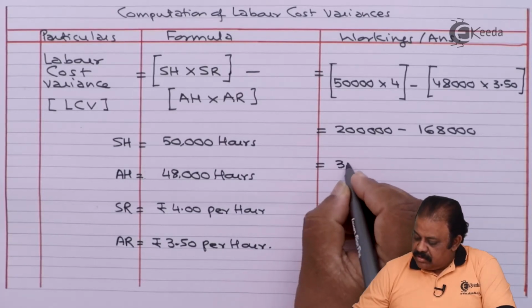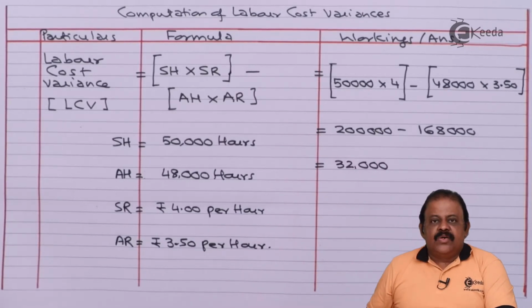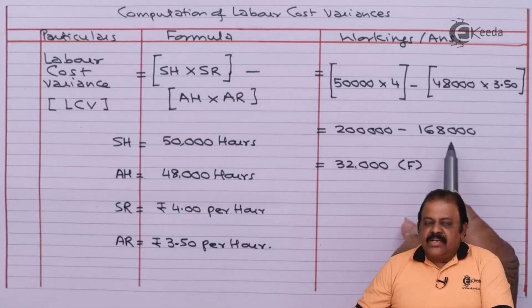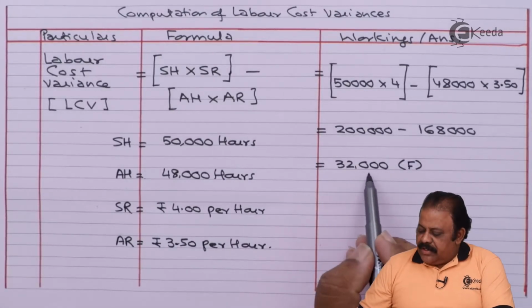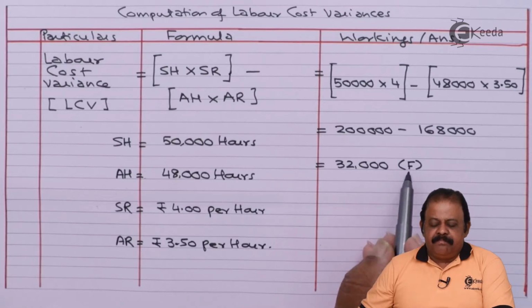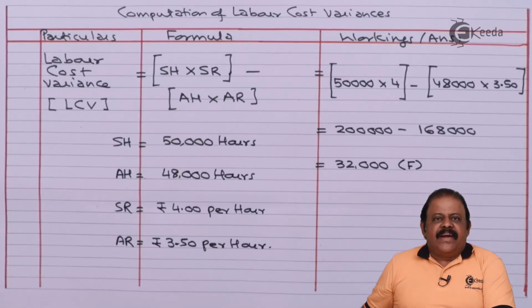2 lakh minus 1 lakh 68,000 is 32,000 favorable. Let us calculate sub variances.